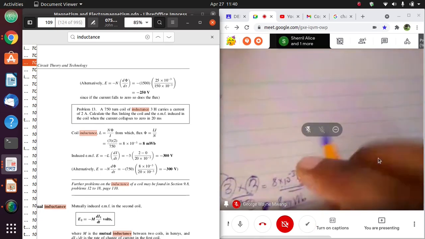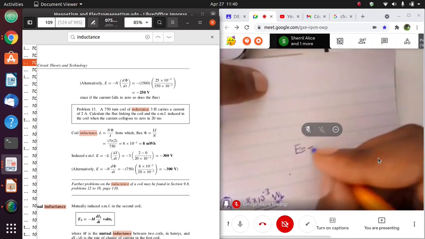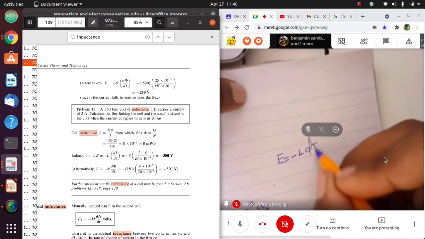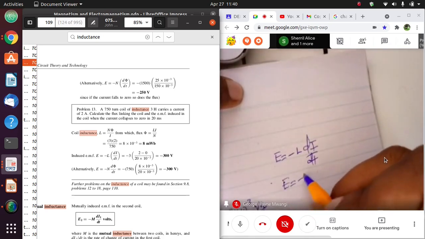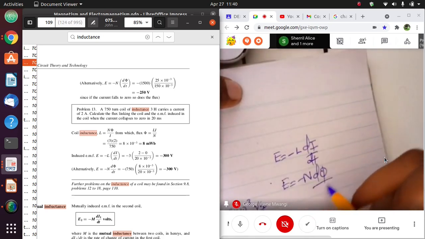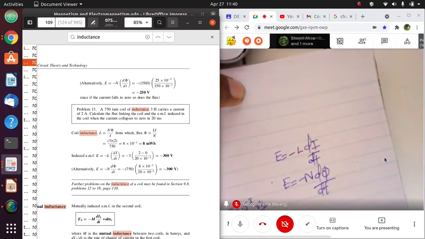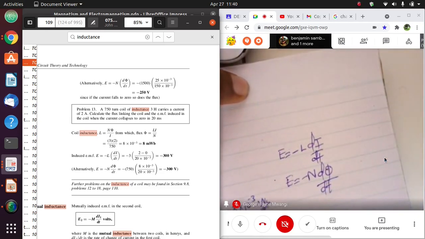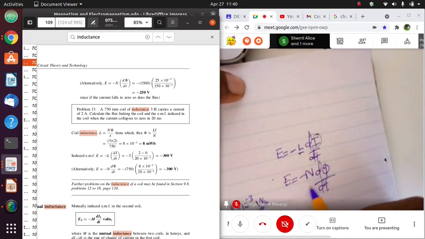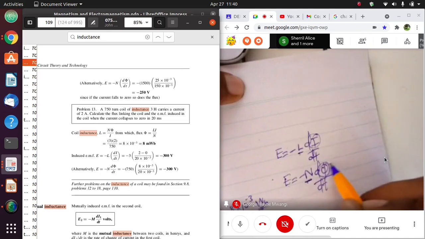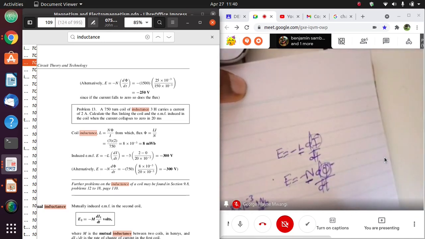You can get the EMF induced as negative L, change in current over change in time, or the other formula. We can use either of these to get the answer. If you're using the first one, then you use the inductance and the current. If you're using the second one, then use the number of turns and the change in flux. Unapata answer ni ngapi?